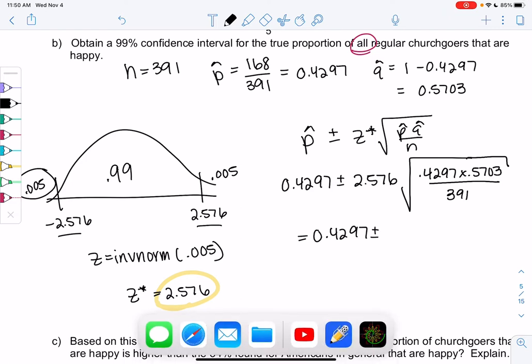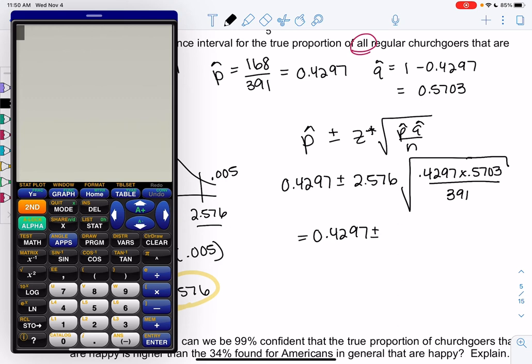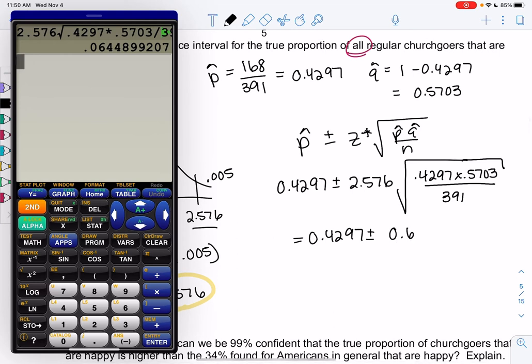Let's go ahead and use the calculator. So 0.4297, and then I like to do the plus or minus piece separately, because that plus or minus piece will have meaning pretty soon. So 2.576 square root 0.4297 times 0.5703 divided by 391. And I get a plus or minus piece of 0.645. Make sure you follow traditional rounding rules.